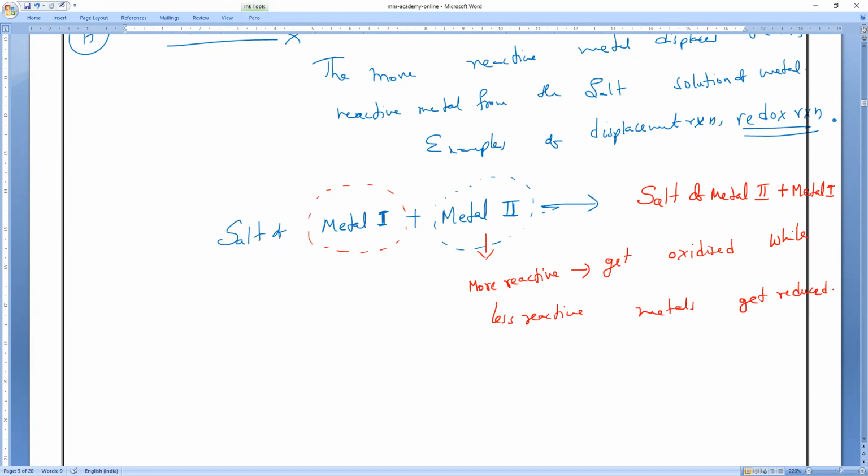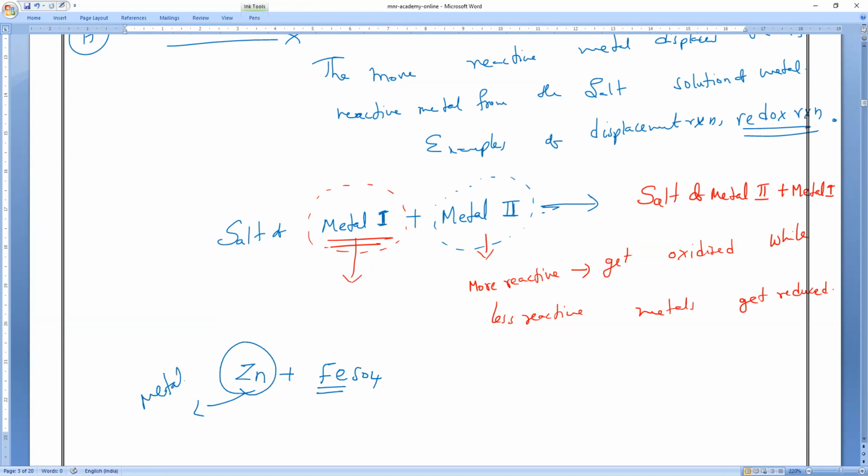Basically, can you tell me, the salt of metal 1, is it in a metal form or an ionic form? Anybody can tell? Suppose let me take the well-known equation: zinc is reacting with iron sulfate. Now, here, is iron in a metal state or ionic state? Zinc is in a metal state.